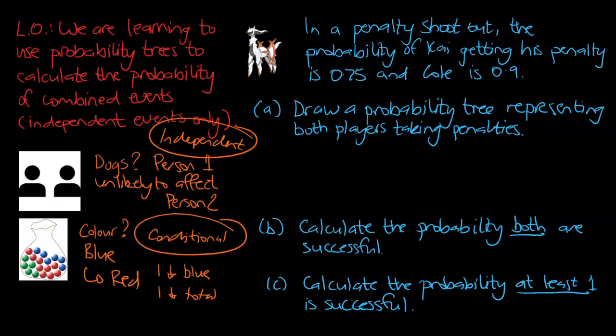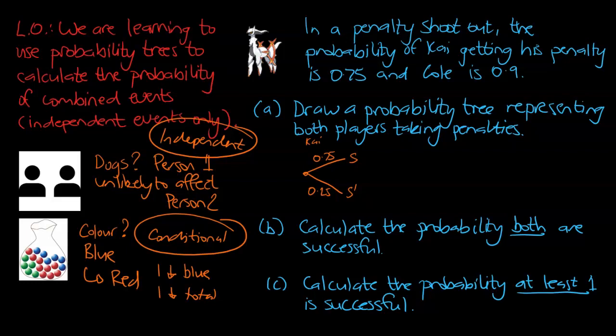So what we need to do is start off with a dot and split this up. This relates to a certain event, and in our case that relates to Kai taking his penalty. And Kai either scores or doesn't score. The probability of Kai getting his one, we said, was 0.75. And this one here is 0.25, and that's because a branch or a splitting off has to add up to 1.